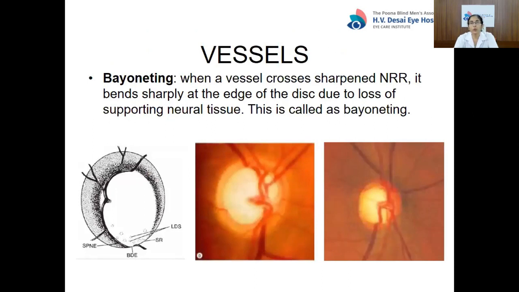Vessel changes can also be seen in glaucoma. As the cup reaches the disc margin, there is loss of neuroretinal rim and the blood vessels bend sharply when they pass over the edge of the disc. This is known as bayoneting. It is a sign of loss of neuroretinal rim. You can also see nasal shifting of vessels in the picture on the right.